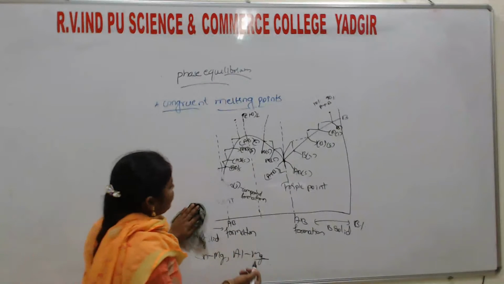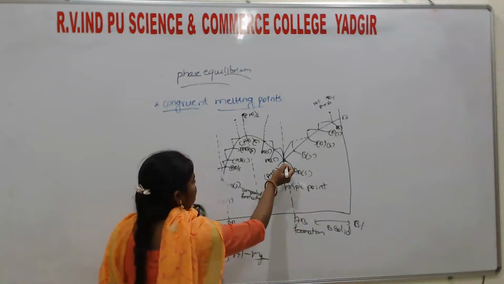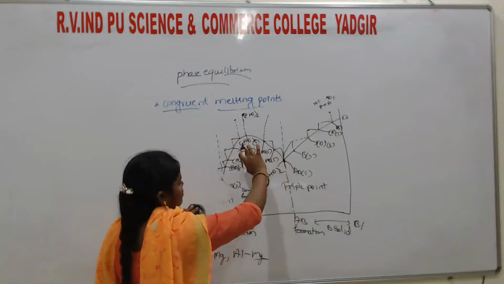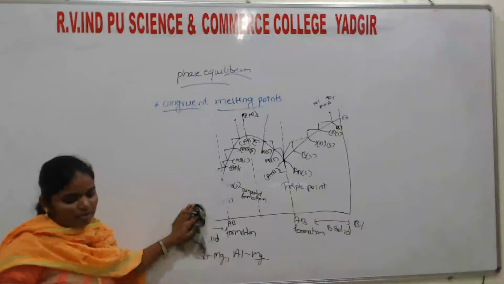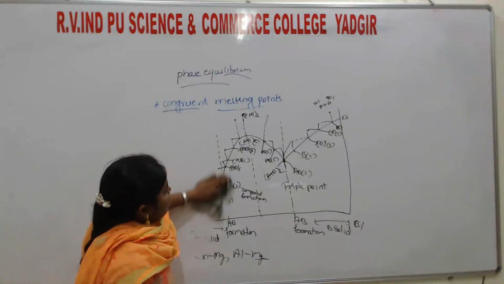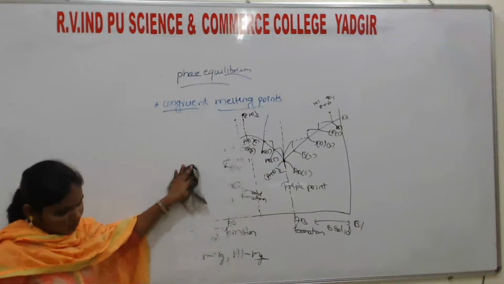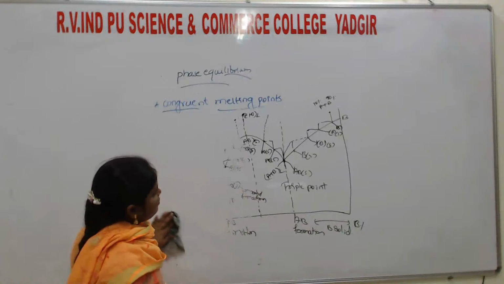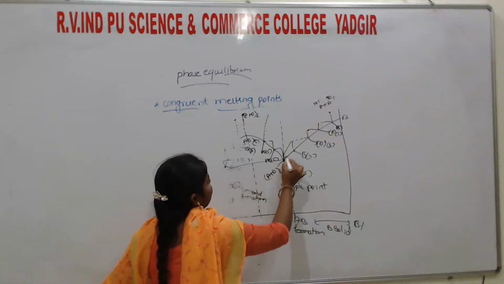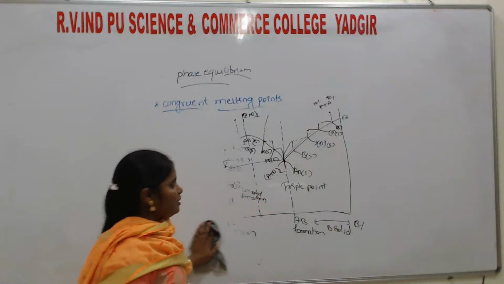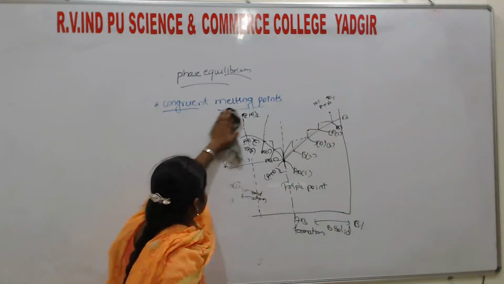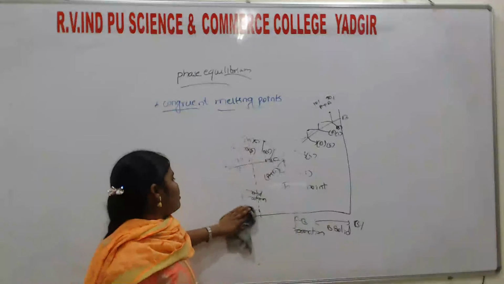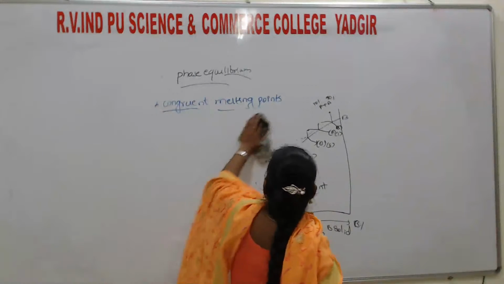Only in the congruent melting point do these differences take place. Here the curve changes, and the differences form here. This is the incongruent melting point. This is the one special condition in the incongruent melting point.